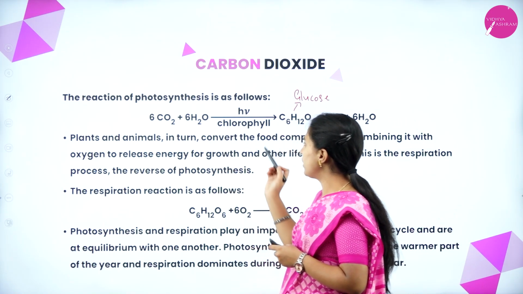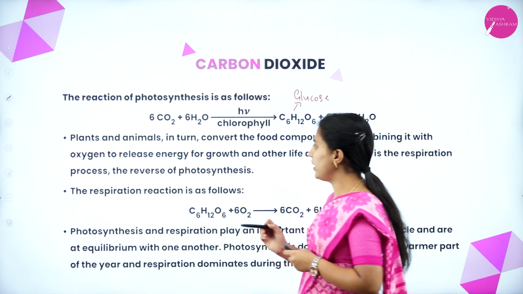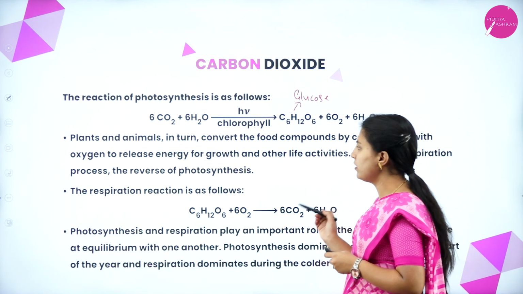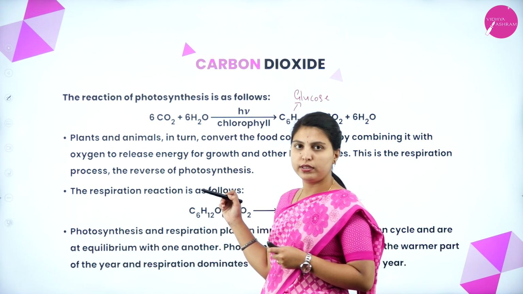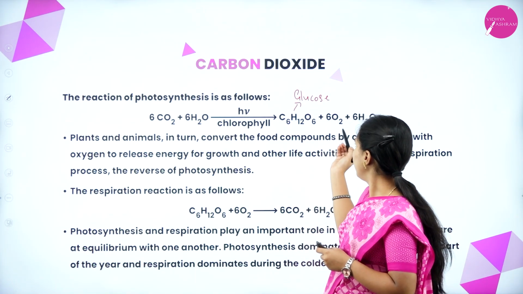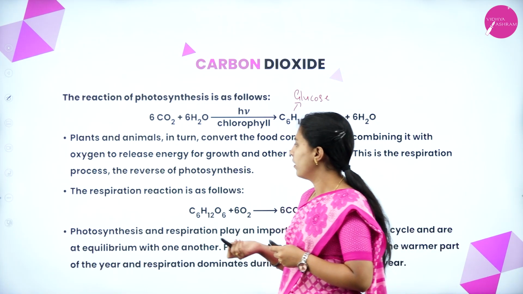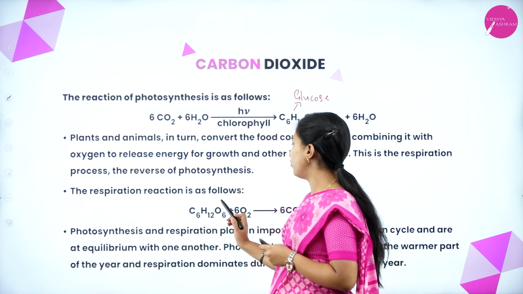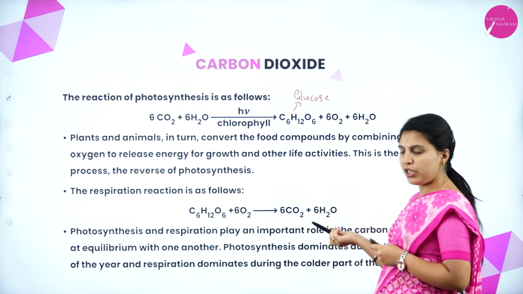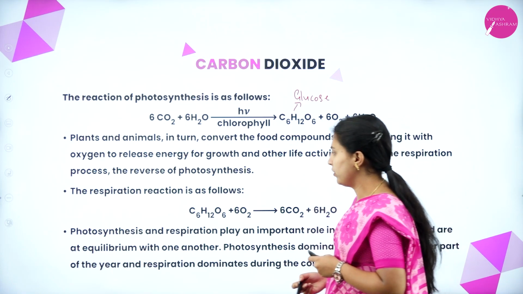Plants and animals in turn convert the food compounds by combining them with oxygen to release energy for growth and other life activities. This is the respiration process, the reverse of photosynthesis, in which oxygen is used to give carbon dioxide. The respiration reaction is as follows: glucose and oxygen are used in the respiration process, and it gives carbon dioxide and water molecules.